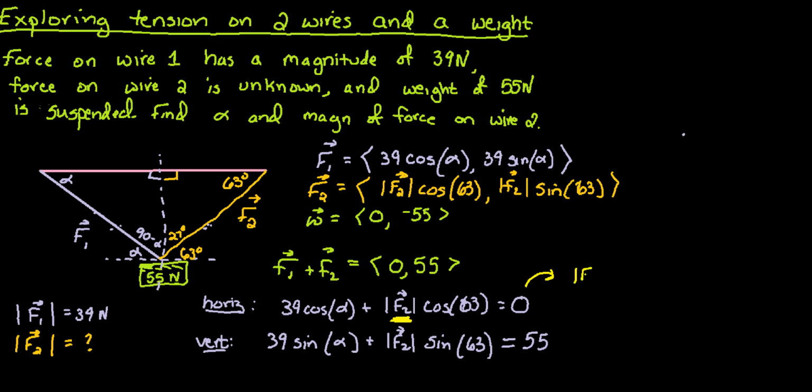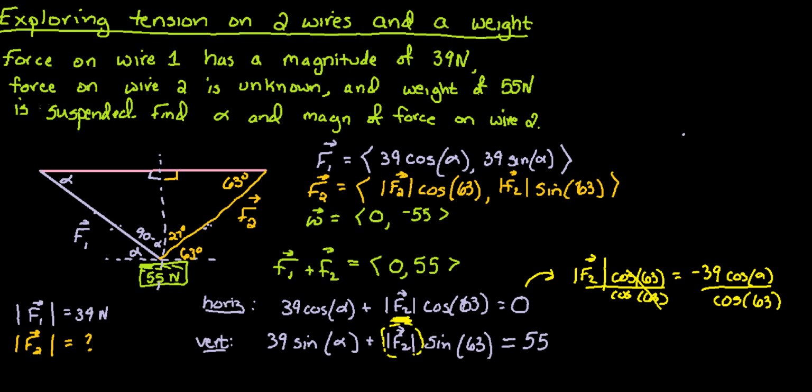So I'll have the magnitude of F2 times cosine 63 equals negative 39 cosine alpha. And then I will divide both sides by the cosine 63. And so that quantity is then what I'll need to go and substitute in to my bottom equation.